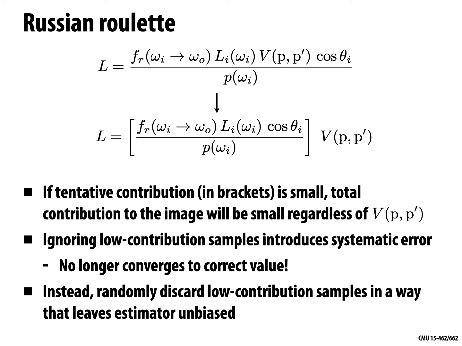If we just toss these out, if we just say, whenever the radiance is small, we just throw out this path, well, that's going to introduce systematic error. That's going to introduce what's called bias into our estimate, and we can no longer be sure that we're going to converge to the correct value. So instead, we're going to again use randomness to help us out and say we're going to randomly discard low contribution samples in a way that leaves this estimator unbiased.